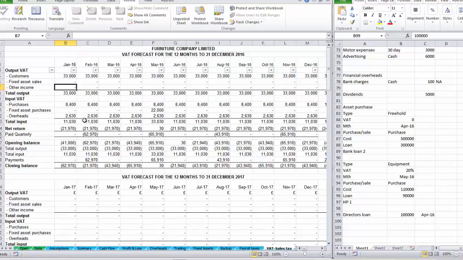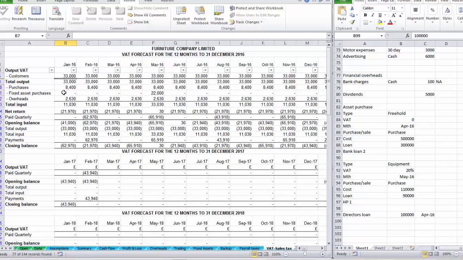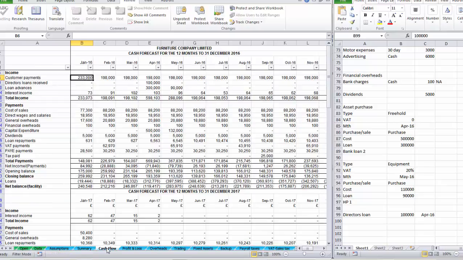You've got your VAT report, do a Control N. So it'll give you the balance and how the quarterly payments are made up. So you've got a quarterly payment there of 62,970 in February 16. So if I go to my cash flow forecast, you've got a VAT payment there of 62,970. So it'll do all of that type of thing for you.